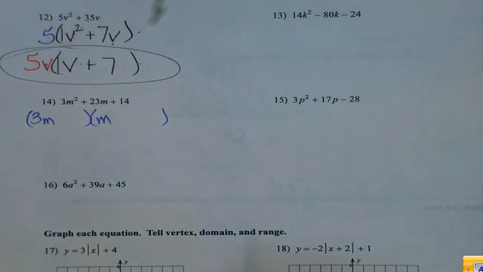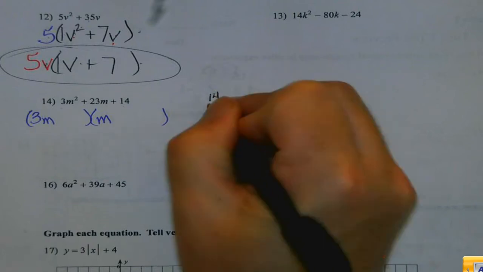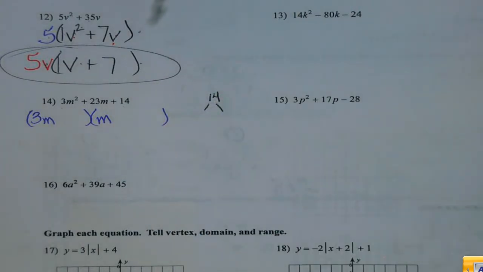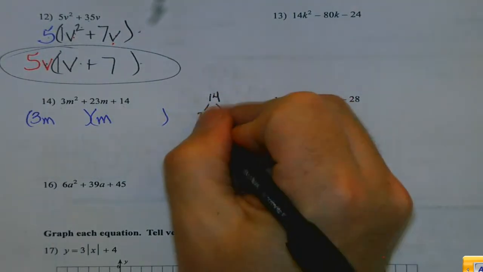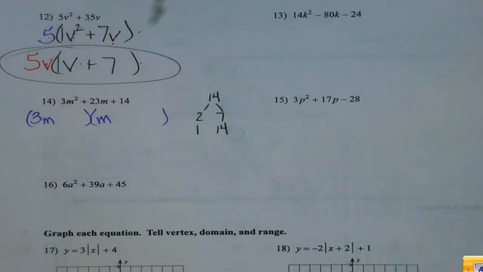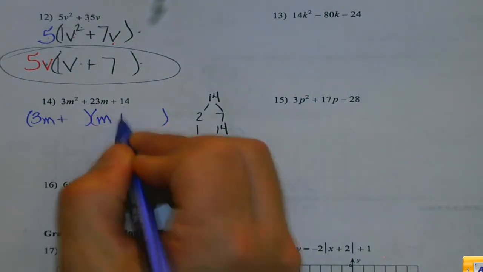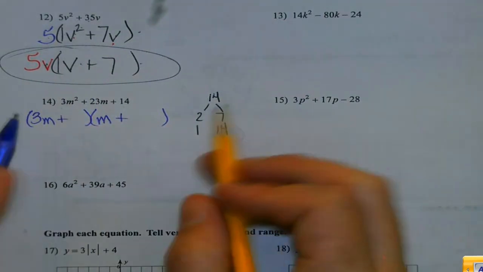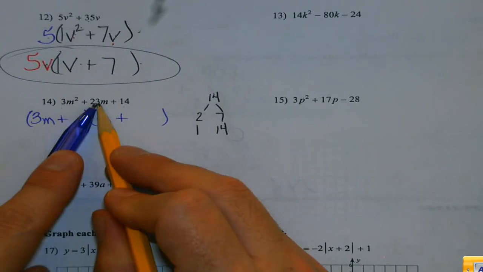But now, I've got this 14 here. So that could be 2 and 7. It could be 1 and 14. So either I use a pencil, and I start plugging in numbers, trying to see which one works. Or maybe you just kind of do it with your fingers. So maybe you go, okay, what adds up to 23.